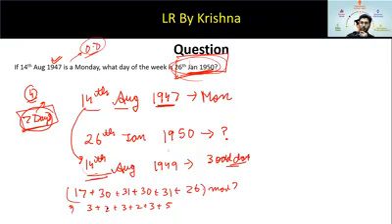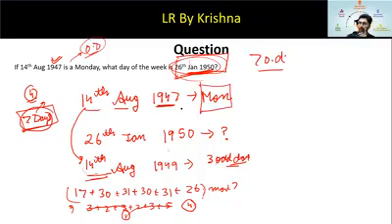So 3 plus 2, 5 plus 3, 8. This becomes 1. 1 plus 2, 3 plus 3, 6. 6 plus 5 is 11. So this becomes 4. Hence 4 odd days. So 3 plus 4, total 7 odd days. 7 odd days. That means answer is Monday. Only one, that is Parth. Only he got it correct. Everyone else was having the wrong answer.